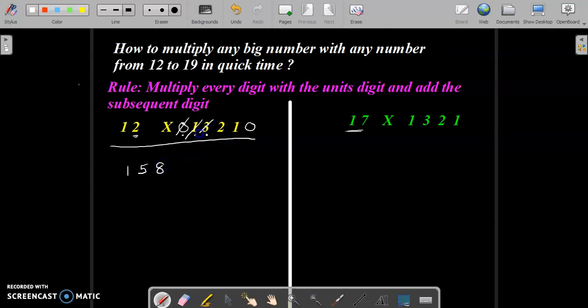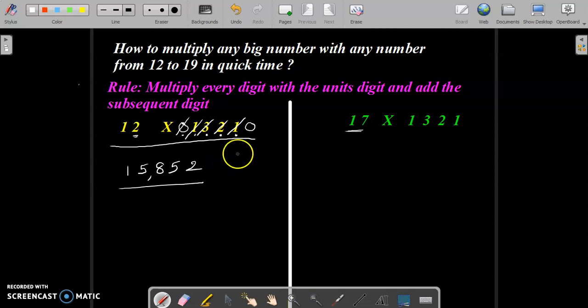Now cancel this 3 also. Now 2 multiplied by 2, 2 2s are 4, and 1 should be added to 4, that is 5. Now cancel this 2 also. Now 2 1s are 2, now add 0. 2 plus 0 is 2, now cancel this 1. If you multiply 2 by 0, it is 0, so no need to write anything else. So what is the answer? 15,852.